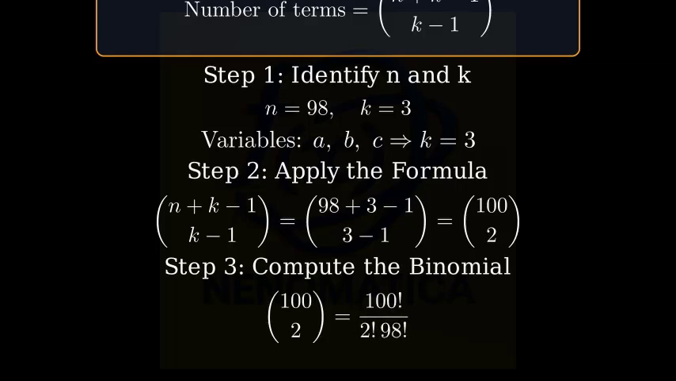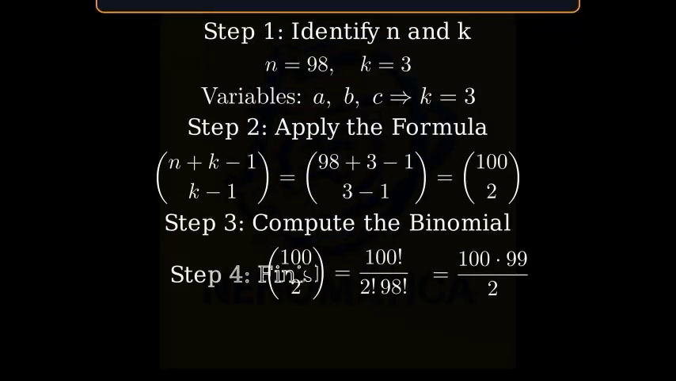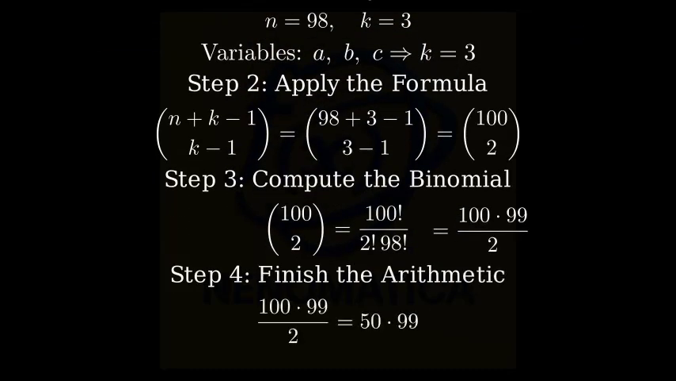Start with the factorial form. 100 factorial over 2 factorial times 98 factorial. This simplifies to 100 times 99 divided by 2. Step 4. Now compute the arithmetic. Divide 2 into 100 to get 50. Then 50 times 99 equals 4,950.